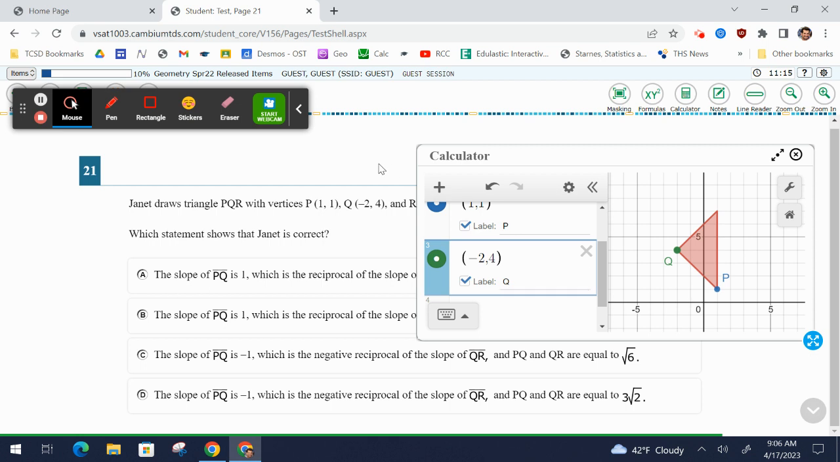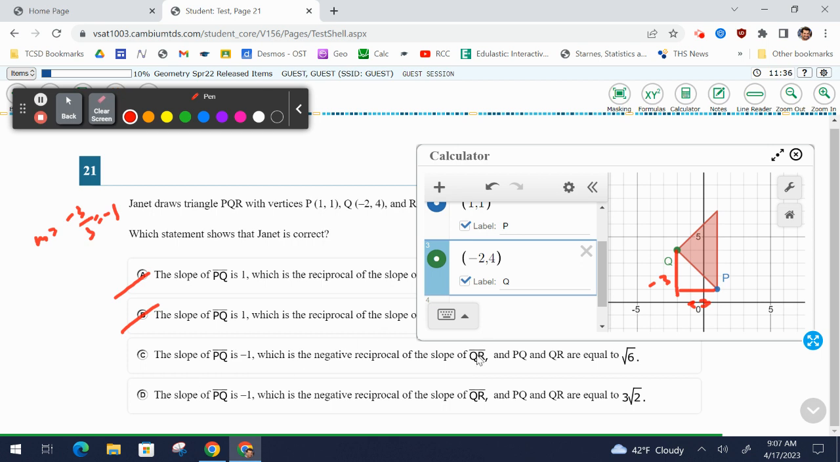Okay. So the slope of PQ. If I find the slope of PQ, I'm going to go down 3 and right 3. So that slope would be negative 3 over 3, which would be negative 1. So it's not A, it's not B. Okay, so we have the slope of PQ.